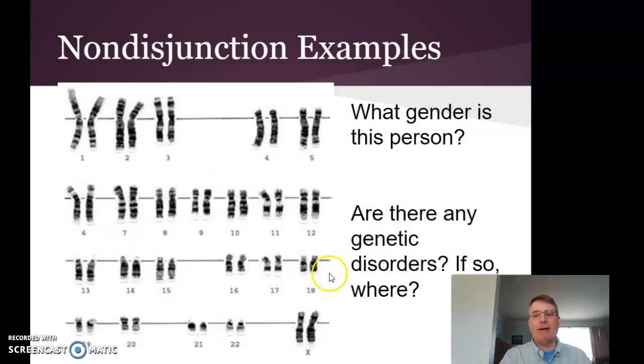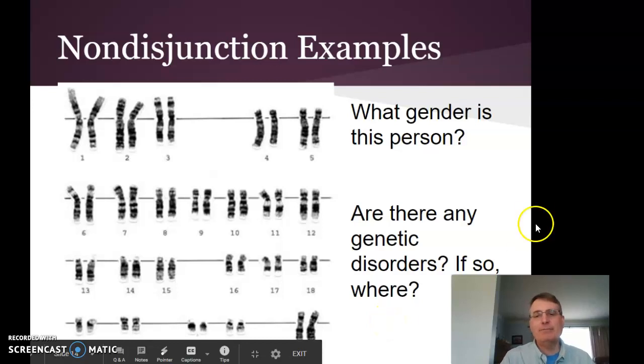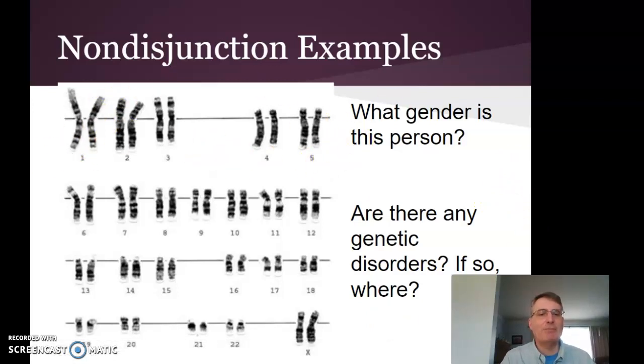Here's some examples of nondisjunction. They would lay out this karyotype. They take a picture of the chromosomes and sort them out. They generally actually cut out the chromosomes and paste them there. That's why they look kind of funky on this picture. Our number 1, as you can see, is the larger one, and then it moves across.